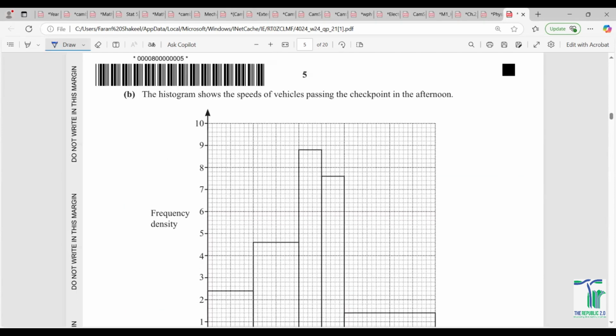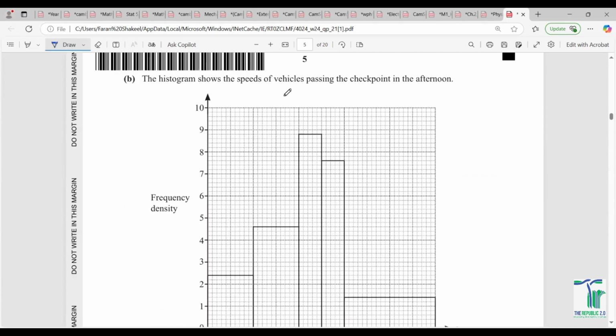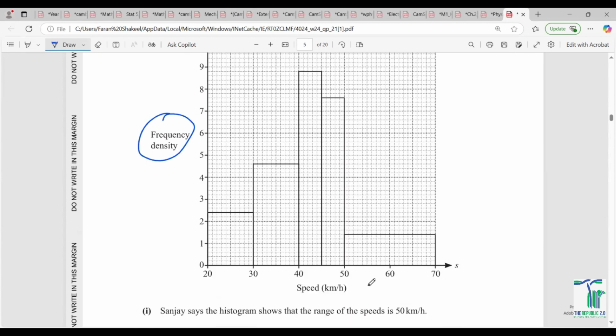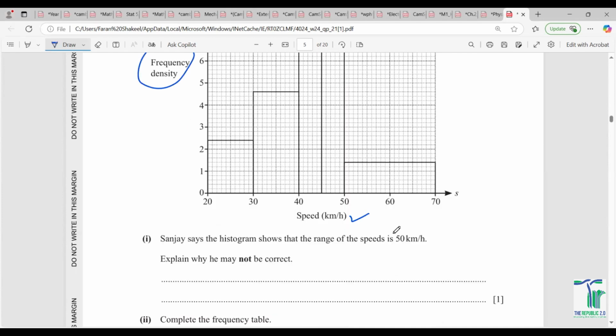Now you have got a histogram which is showing the speeds of the vehicles after the checkpoints in the afternoon. You've got the frequency density over here, and over here you've got the speeds. Sanjay says the histogram shows that the range of the speed is 50 kilometers per hour. Explain why he may not be correct. ये क्यों बात गलत है?